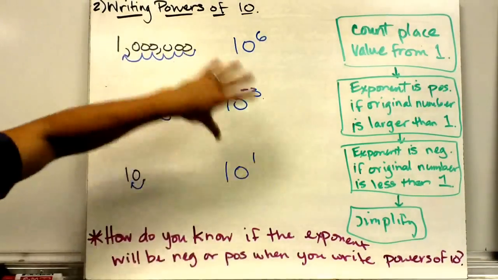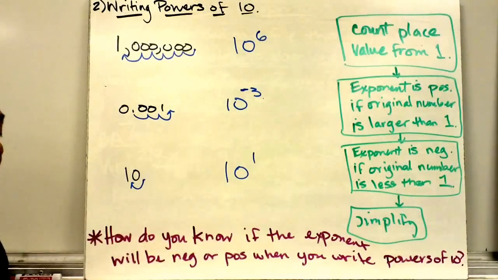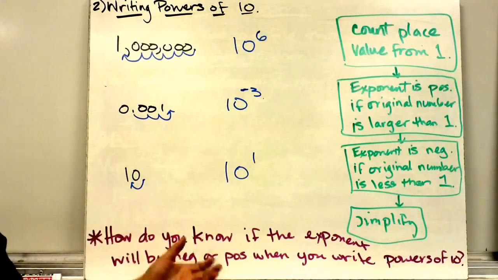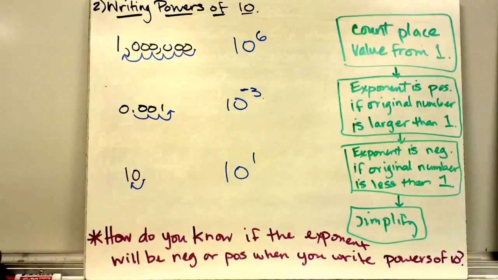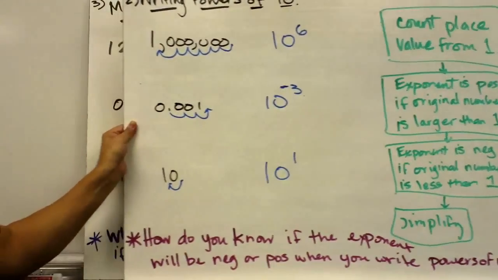Alright, knowing how we do this, how do you know if the exponent will be negative or positive when you write the power of 10? And just by looking at what we've done here with our examples, you should have an idea. Okay? Alright, next one.